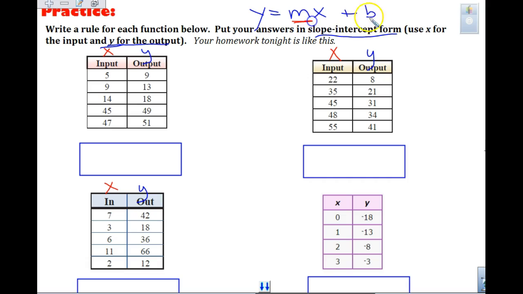Remember, this is our slope. This is our y-intercept. First thing in this first one, from 5 to get to 9, 9 to get to 13, 14. This is not a nice list of numbers, right? They don't go in order. So look at what happens to your x to get 47 to get 51, 45 to get 49.